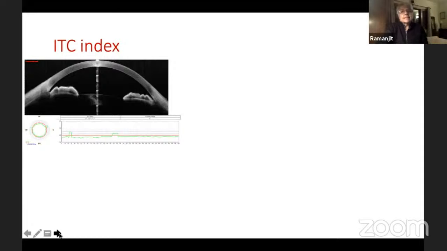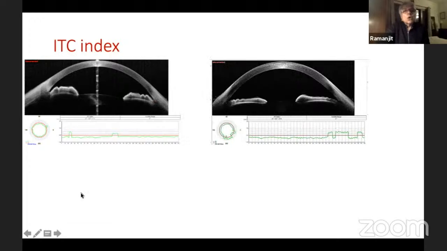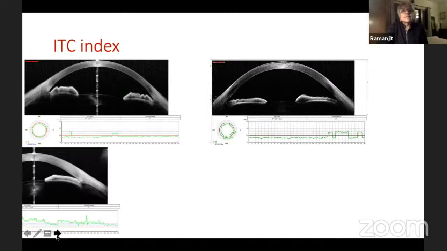The ITC index I've already spoken about, but just to reiterate, it helps us to know how much of the iris is actually touching the trabecular meshwork. This is a patient with primary angle closure, and you can see there's just a little bit of the iris which is touching the trabecular meshwork in both eyes. This is with the patient in the dark, and this is with the patient in light, and you can see the difference.